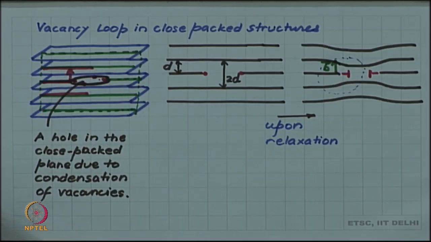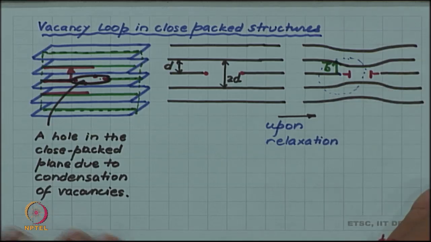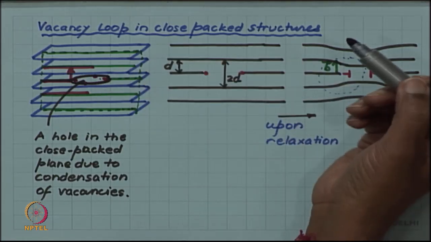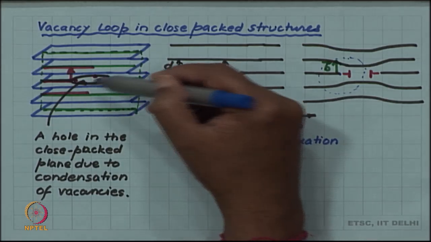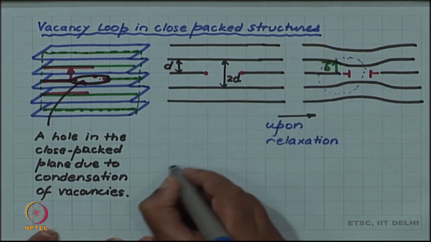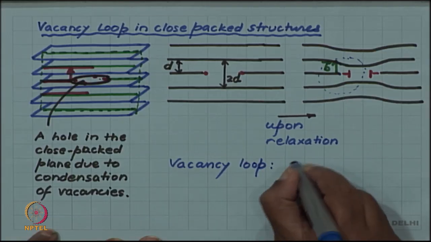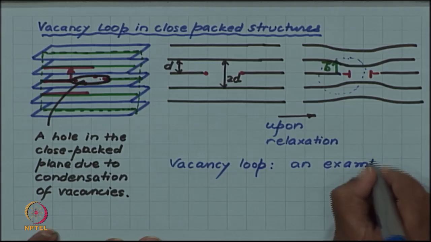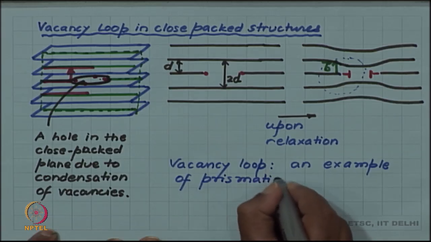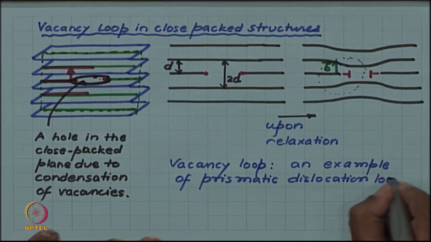So, the Burgers vector here also will be perpendicular. This kind of situation occurs in metals which are quenched from higher temperature. So, at higher temperature there are a lot of vacancies in the crystal, and when suddenly they are quenched, these extra vacancies are available and the crystal wants to get rid of them, and one way of trying to get rid of them is to condense them into such vacancy loops. So, a vacancy loop is an example of a prismatic dislocation loop.